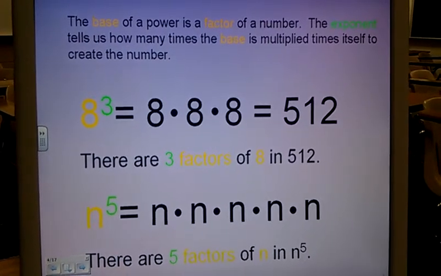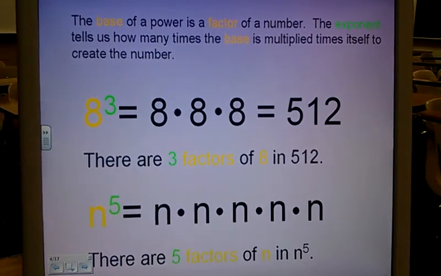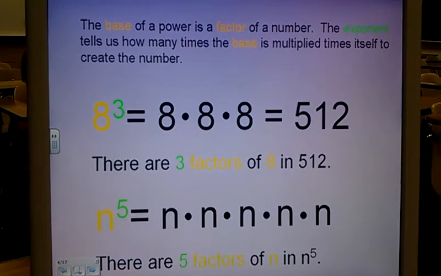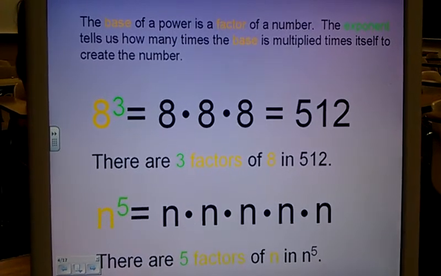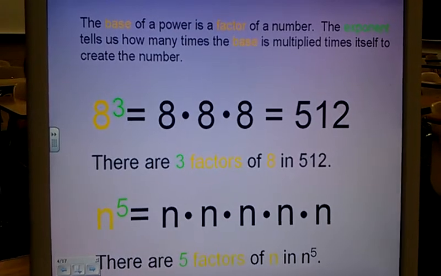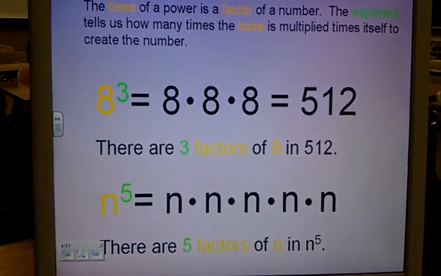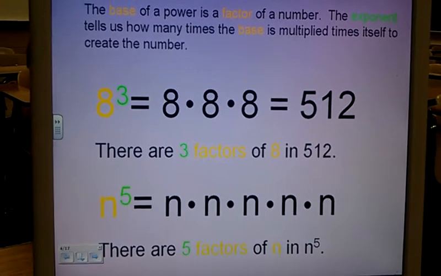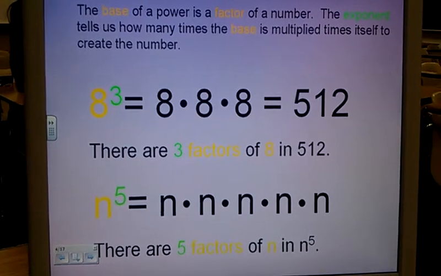The base of a power is a factor of a number. The exponent tells us how many times the base is multiplied times itself to create the number. For example, 8 to the 3rd power means 8 times 8 times 8, which is 512. N to the 5th power means there are 5 factors of n. So that means you just write them out with 5 n's.